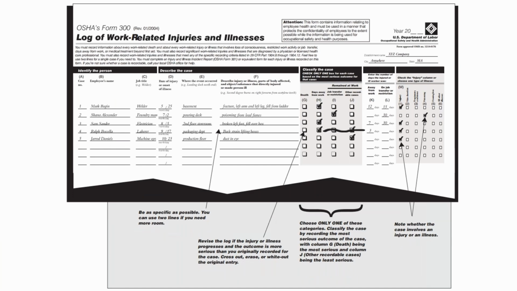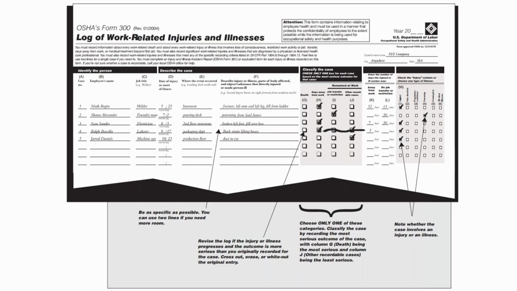So this is an example of OSHA's Form 300. Column A includes the case number in the order they have occurred throughout the year. Column B includes the employee's name. Now, if it's a privacy case, you can leave the name off. Column C and D include the injured employee's job title and the date of the injury.